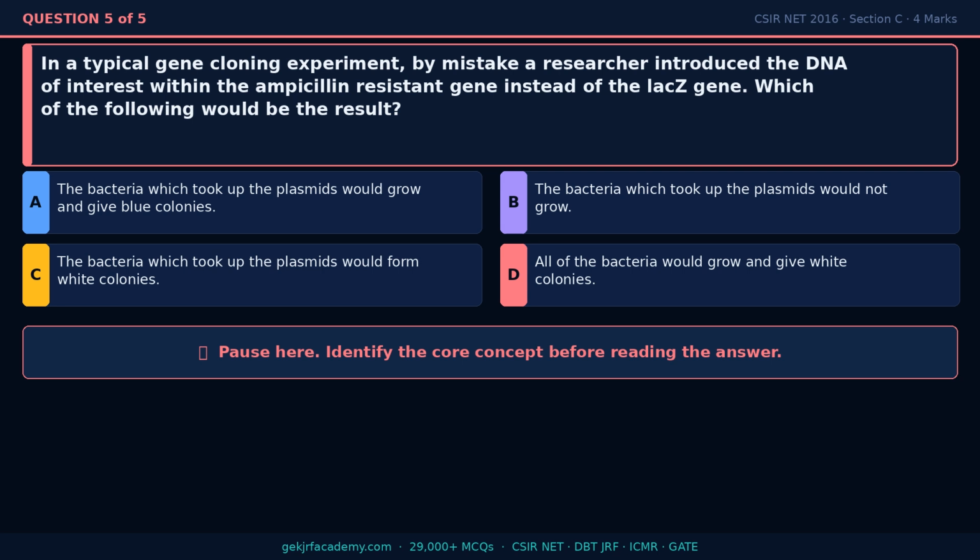Pause here. Standard blue-white screening works because the insert disrupts lacZ, preventing beta-galactosidase production. So colonies are white instead of blue on X-gal plates. But this researcher has put the insert in the wrong gene. Not lacZ, but the ampicillin resistance gene.